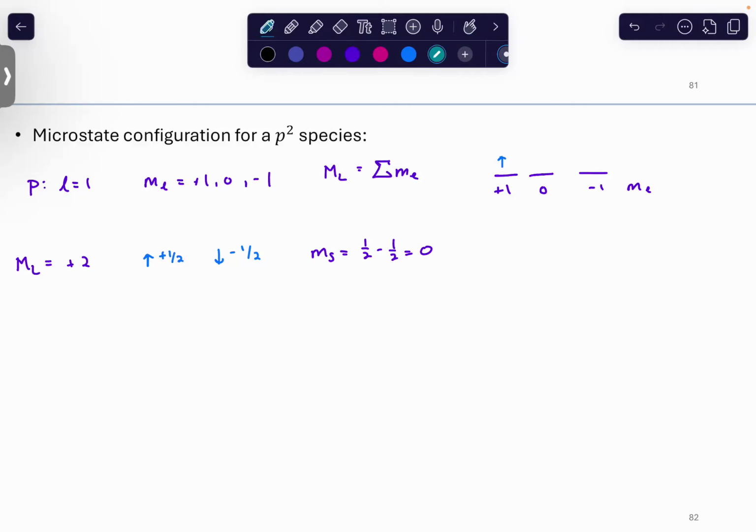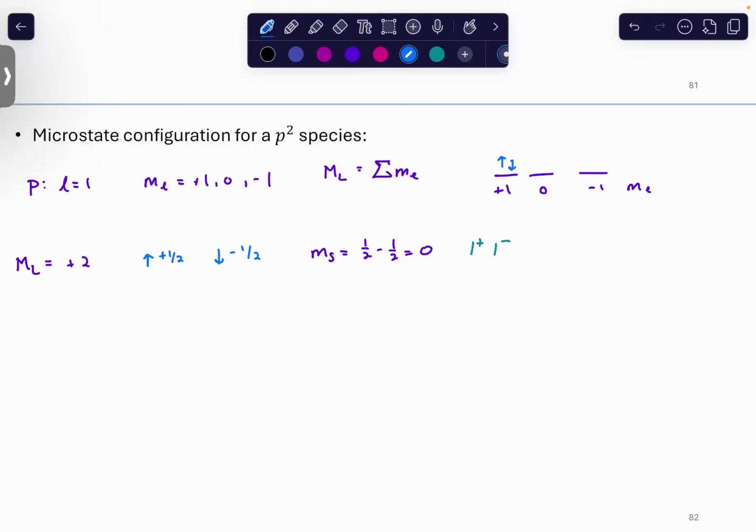And your state is going to be 1 plus, 1 minus. Does that make sense? Because they're both in the M sub L equals 1, you have a plus and a minus. There's no other states we could have for that. Okay, so that was that one.